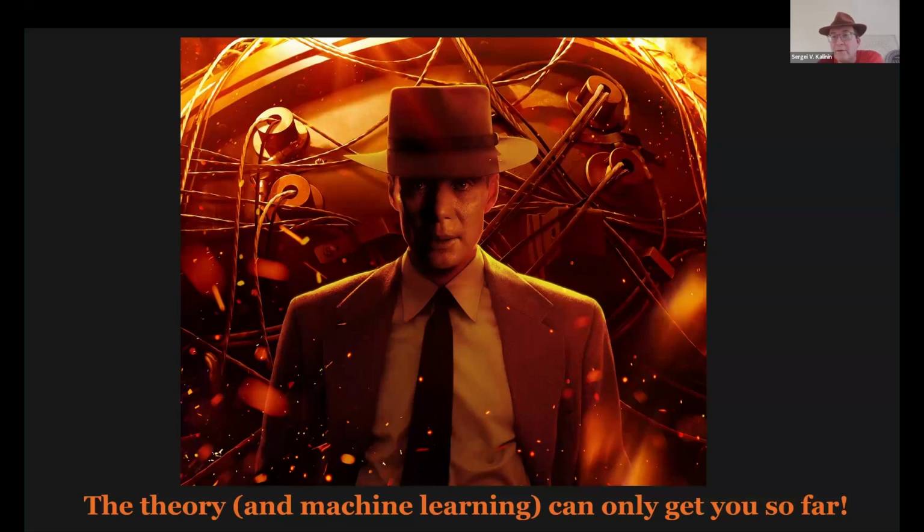To quote from the Oppenheimer movie, theory, and by the same token machine learning, can only get you so far. At some point, we need to transition from predicting materials and molecules to actually going in the lab and doing that.